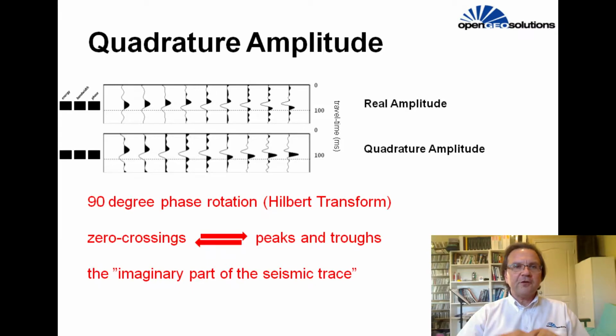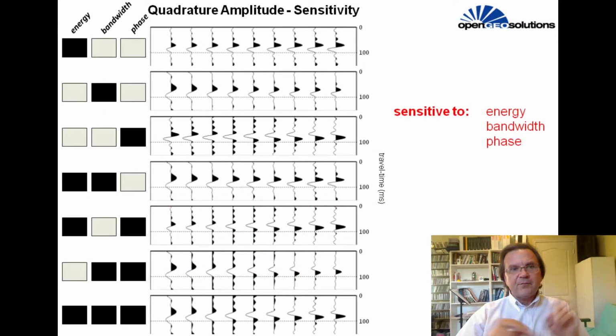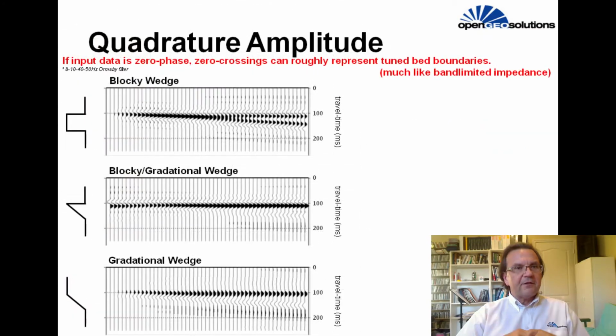Zero crossings on the real trace transform to peaks and troughs on the quadrature trace, and vice versa. The quadrature is used in various mathematical combinations to compute other complex trace attributes, such as, for example, response phase and instantaneous frequency. In terms of the sensitivity chart, it is sensitive to all three: energy, bandwidth, and phase. If the data is zero phase, zero crossings can represent tuned bed boundaries.